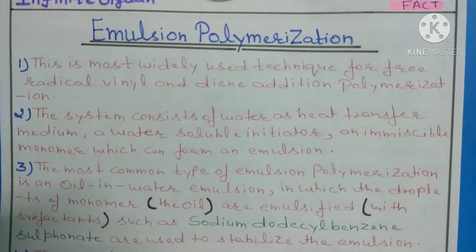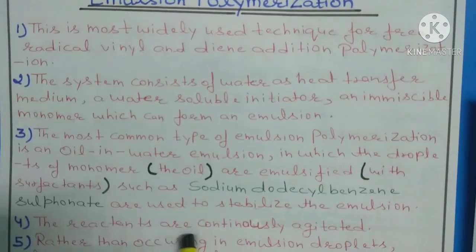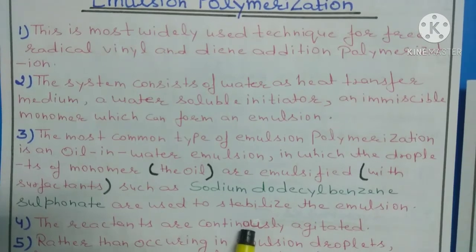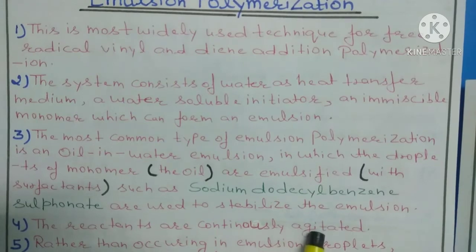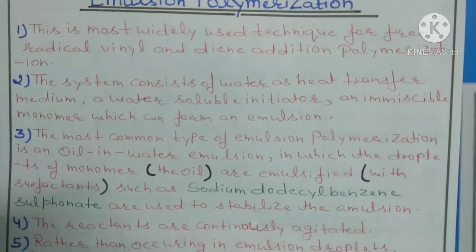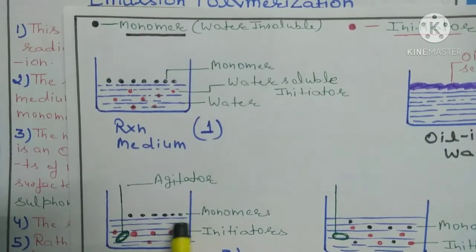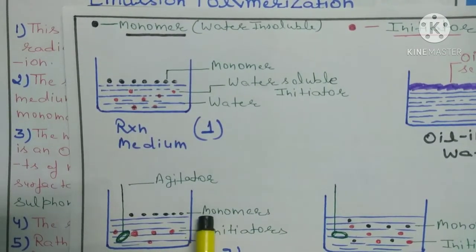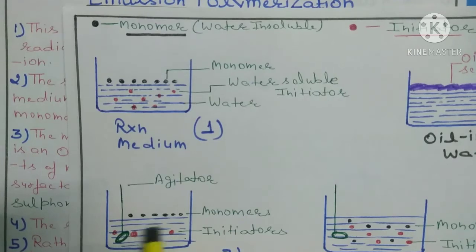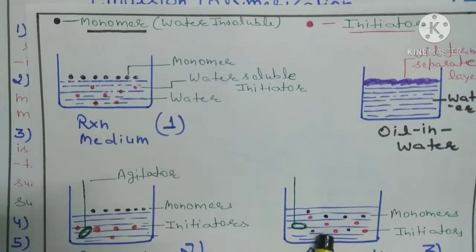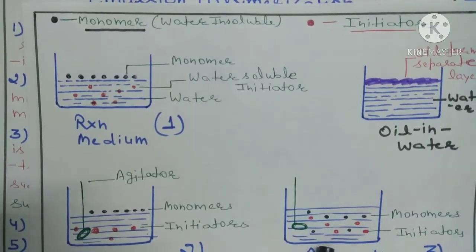Now the reactants are continuously agitated. If we have to mix this monomer in the water, we have to continuously agitate the reaction medium. This is our reaction mixture. Here this is a monomer over the surface of the water. After agitating this continuously, these monomers will get inside the water.